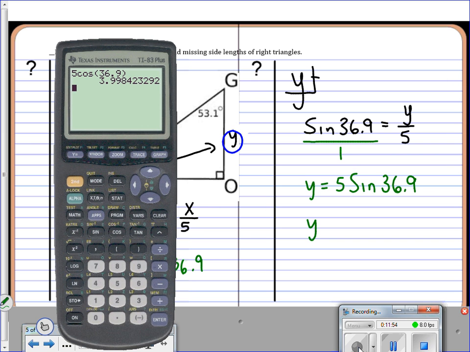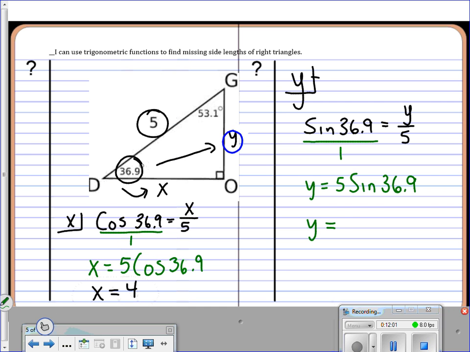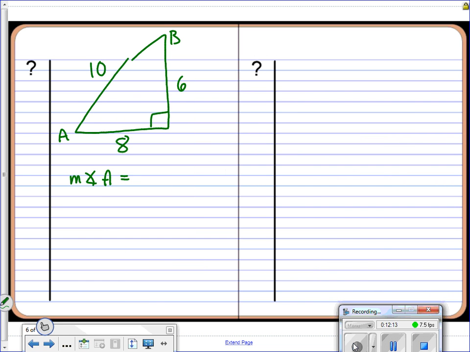All right, there you have it. So now it's just a matter of plugging it into our calculator correctly. And so we end up with y being equal to 3, as you just saw on my calculator. So my triangle that I'm given here has a 3 for this side, a 4 for this side, and a 5 for this side. Classic right triangle.